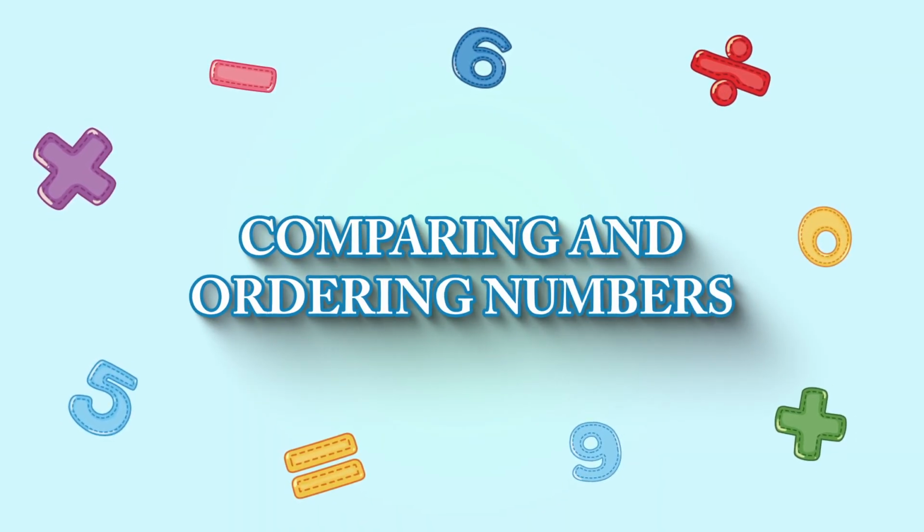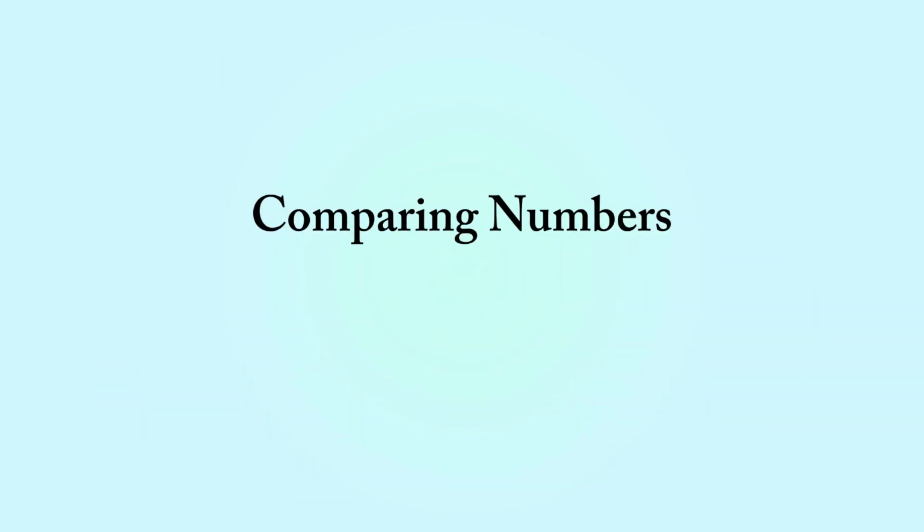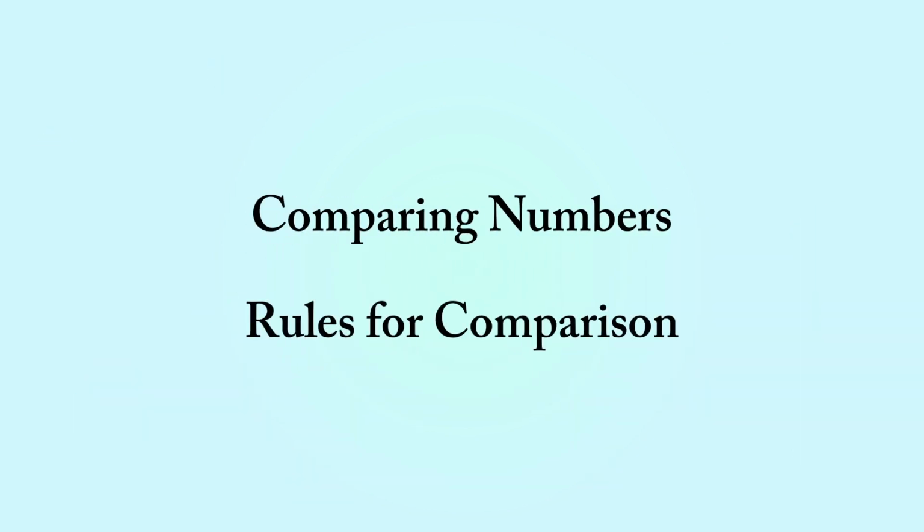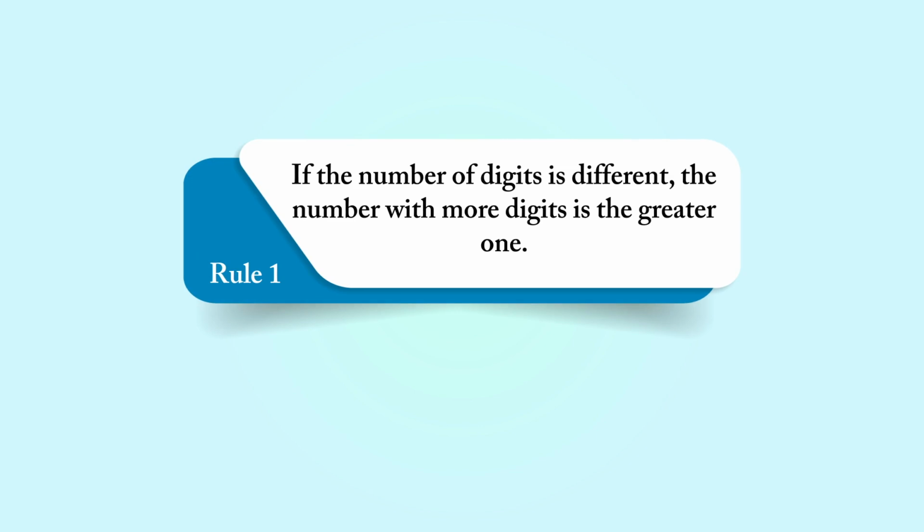Comparing and ordering numbers. Comparing numbers. There are two rules for comparison between numbers. Rule 1. If the number of digits is different, the number with more digits is the greater one.